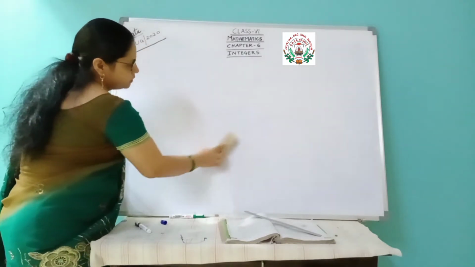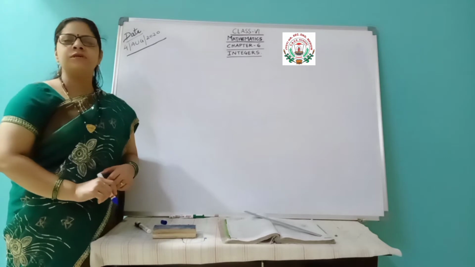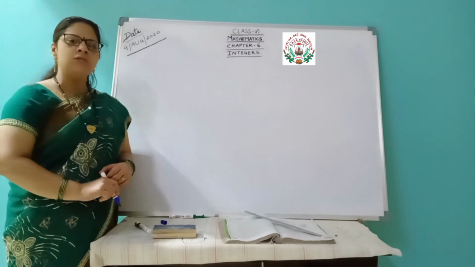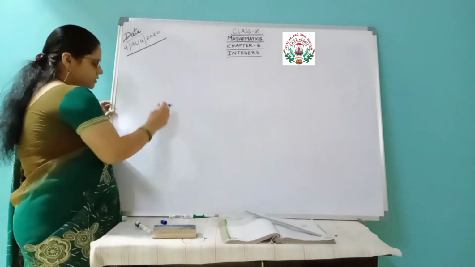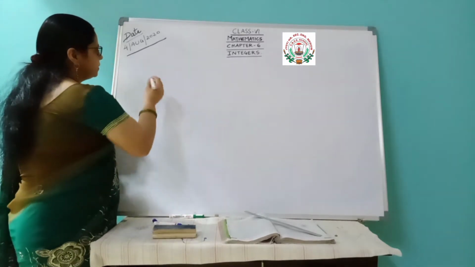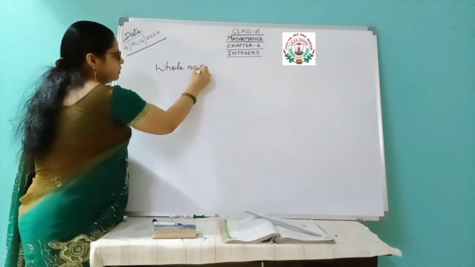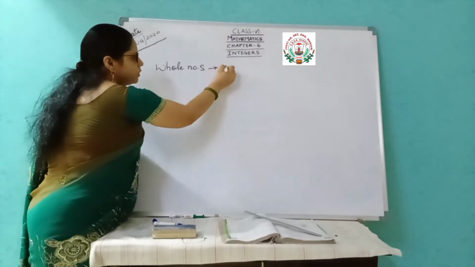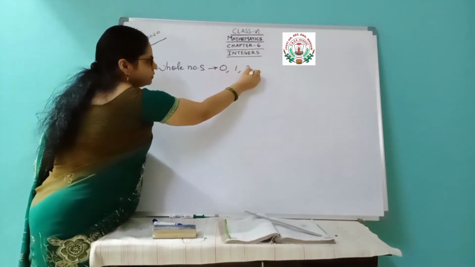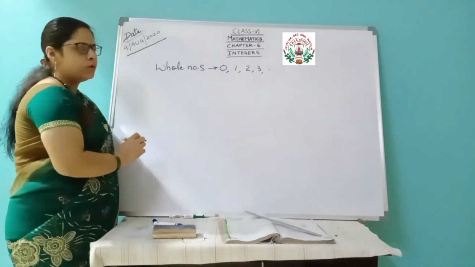Let us come back to the chapter now. Before studying integers, let us first recall some of the topics which you have already studied in previous chapters. Like first, the whole numbers. What are whole numbers? The numbers starting from 0, 1, 2, 3 and so on. All these numbers are called whole numbers.